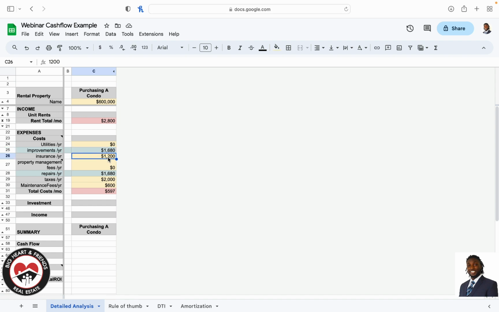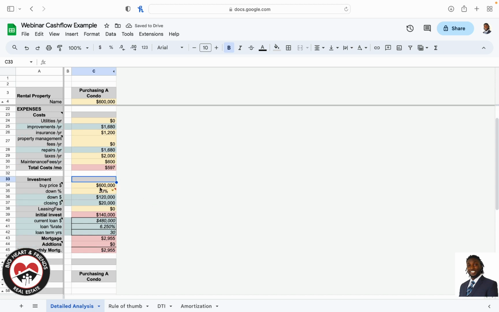Insurance, let's assume the insurance is $100 per month, so it'd be $1,200. Let's assume you're not getting any property management. Let's assume taxes are $2,000. It's normally a little lower for a condo in terms of property tax. And maintenance fees, let's assume your maintenance fees are around $600. Could be more, could be less. Let's just sit there. Monthly cost would be $597.